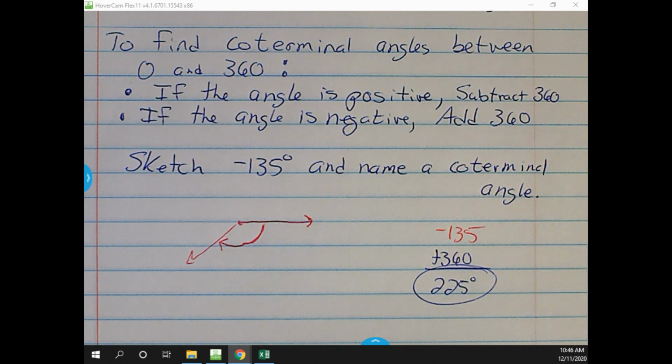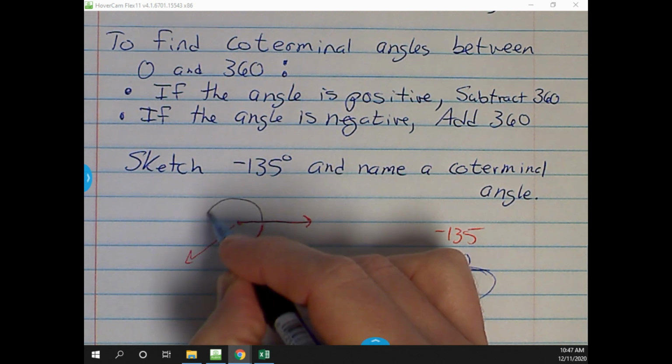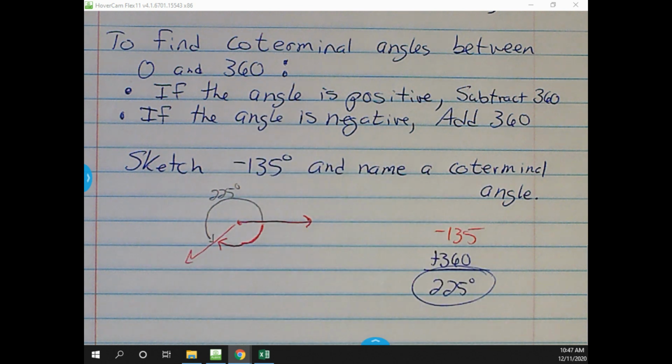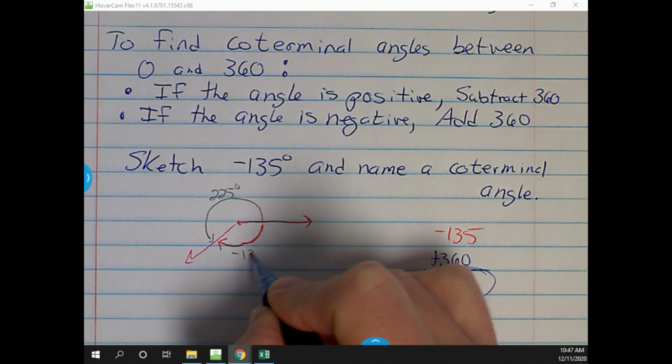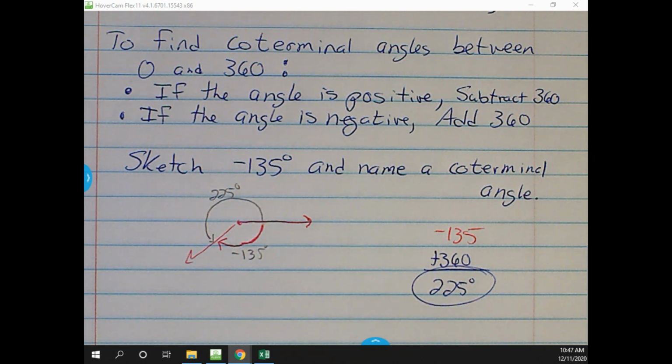Okay, and again, what that really means is that if we did this negative angle that was negative 135, and we were to find an angle that was positive that would wind us up in the same spot, it would be this angle that would go here, and that angle would be 225 degrees. So negative 135 would be here, positive 225 would be there. And again, if you put these two things together, it should wind up making a circle when it comes down to it.